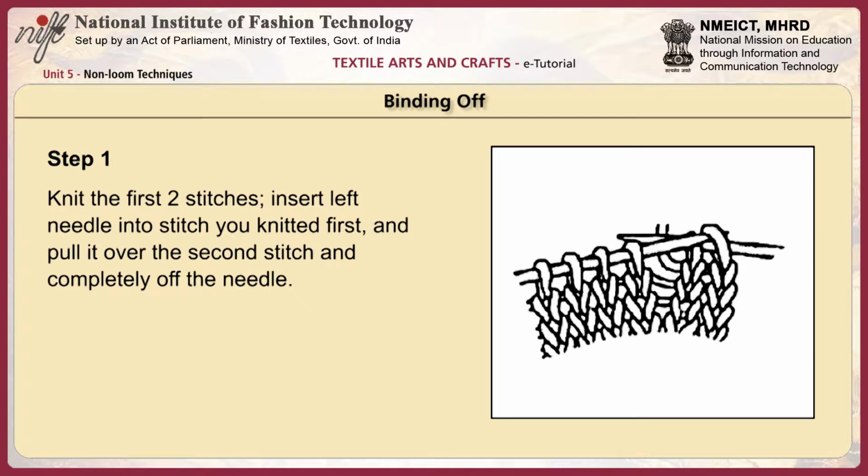Step 1. Knit the first 2 stitches. Insert left needle into stitch you knitted first and pull it over the second stitch and completely off the needle. One stitch is now bound off.